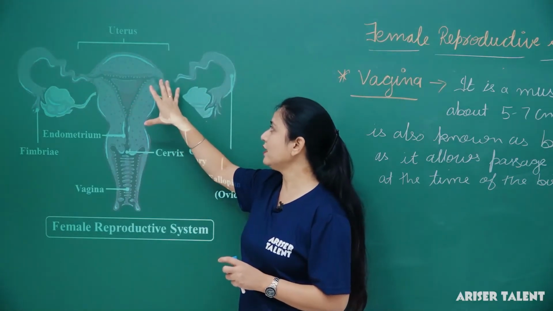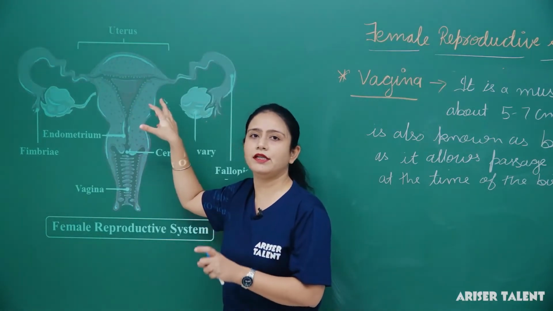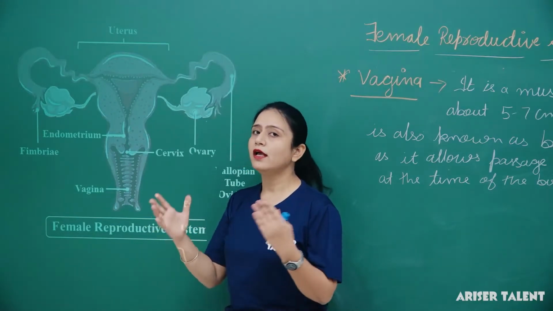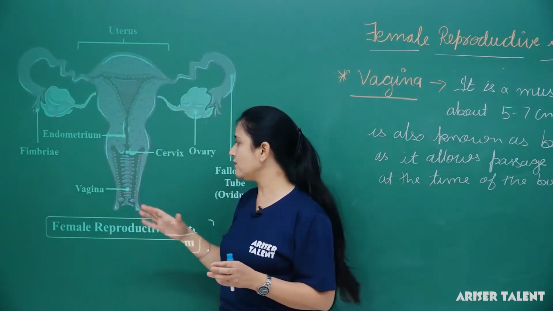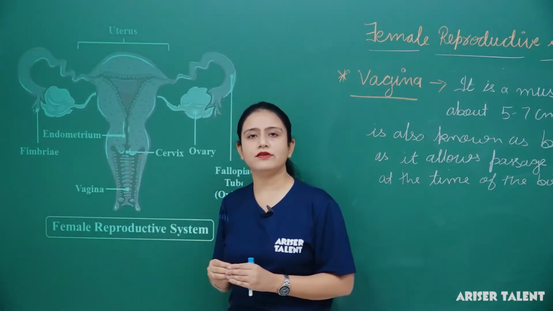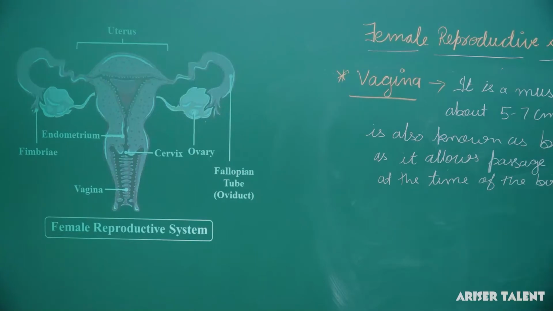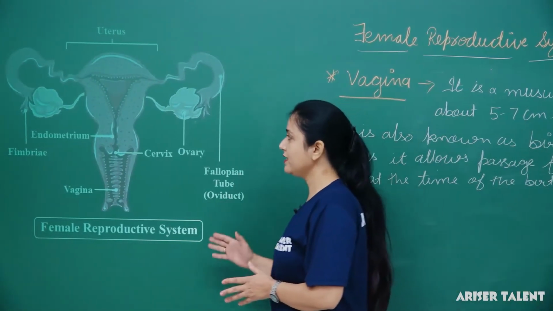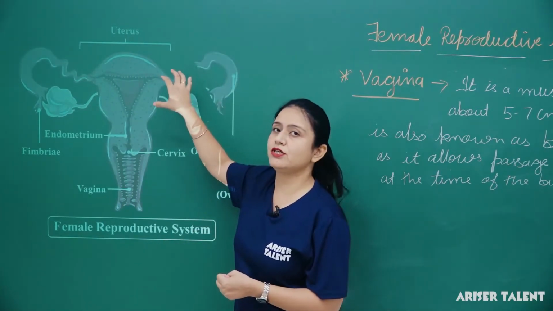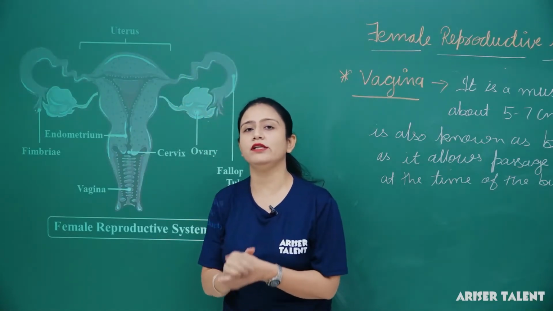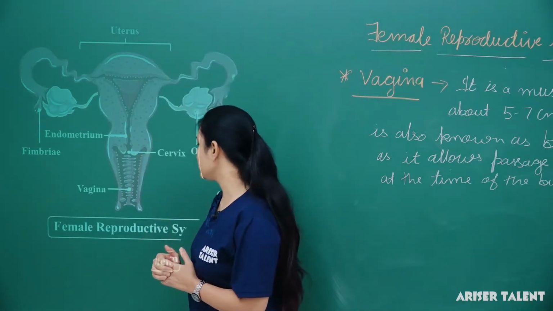After the fertilization of the egg, the egg comes here in the uterus, gets embedded in the wall of the uterus, gets nourishment and grows. And after the growth, when the baby is about to be delivered, the vagina helps in the delivery. So this is all about the female reproductive system. As I told you, when fertilization takes place in the fallopian tube, only then the fertilized egg comes to the uterus.